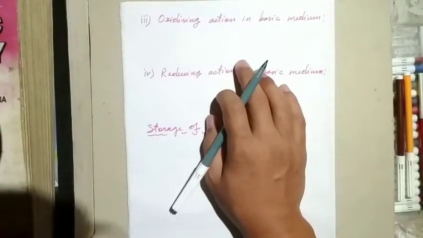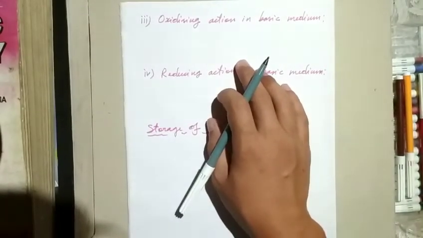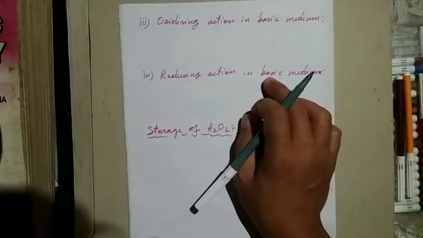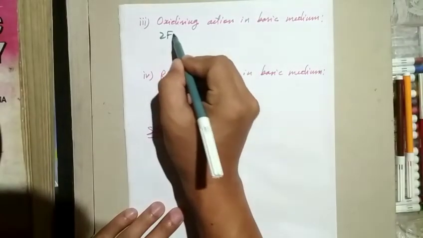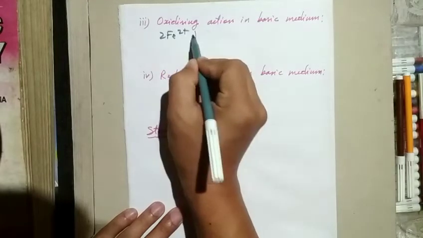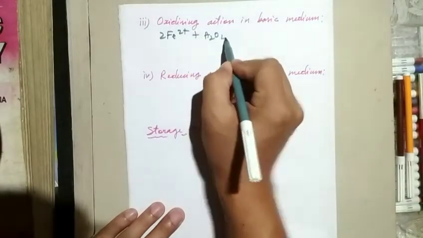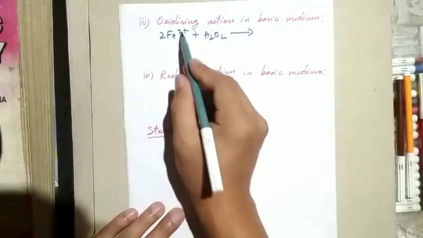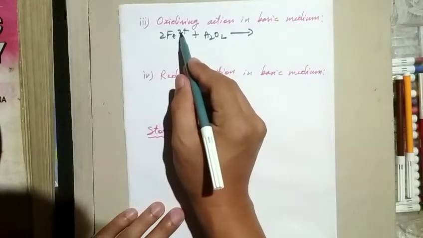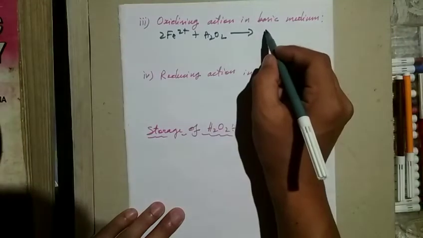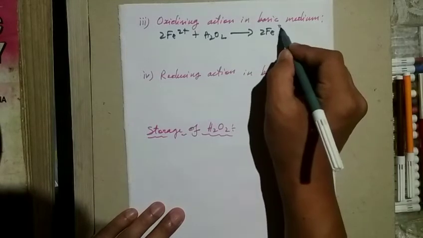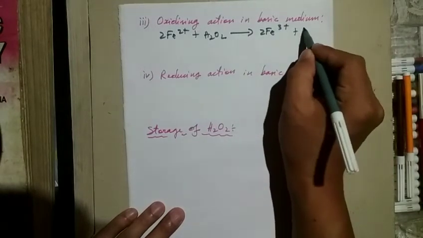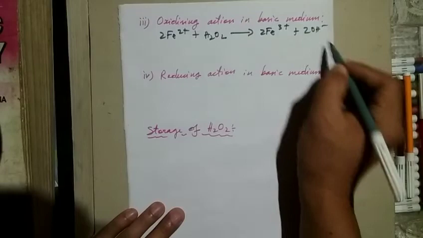Now let's talk about oxidizing action in basic medium. This reaction will take place in basic medium: Fe2+ with H2O2. Here iron is in +2 oxidation state. After oxidation it will be in +3 oxidation state, and we get OH-.